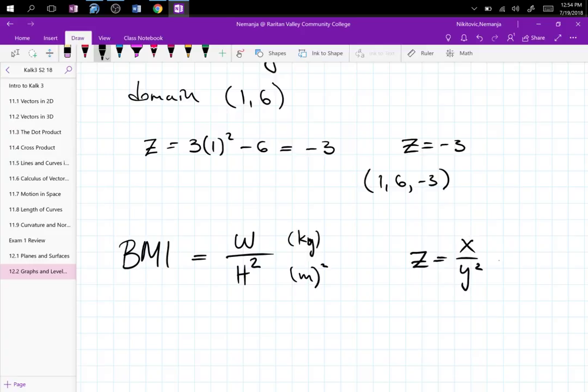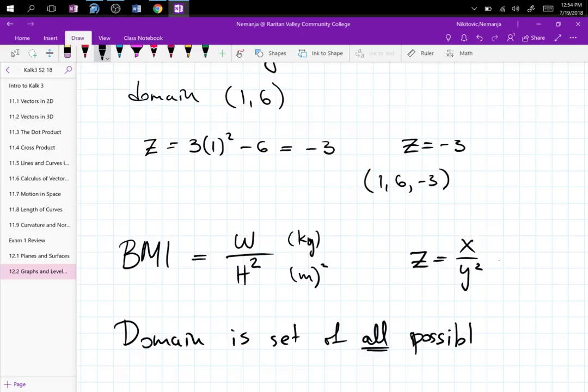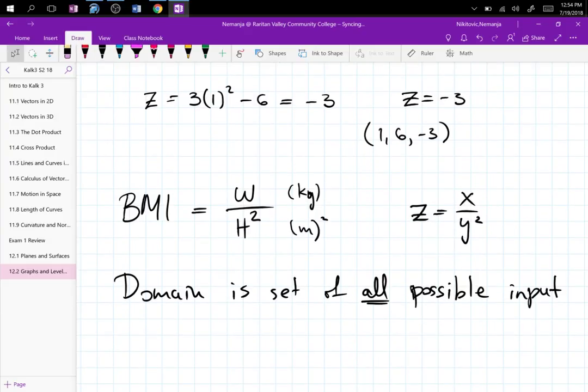So that is that. So now we would like to know the story of the domain, the story of range. We would also like to see what these level curves do for us. So domain is the set of all possible input points.